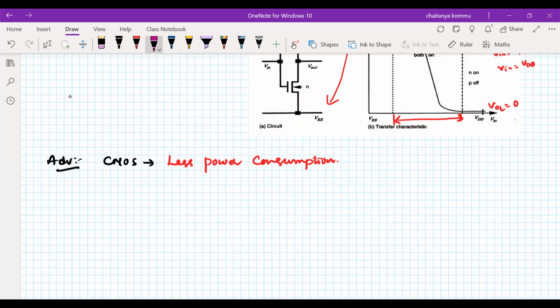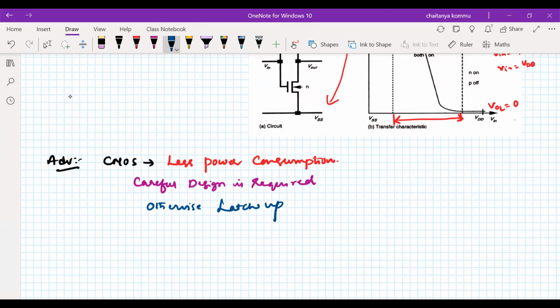But careful design is required. Why? Because otherwise there is a problem of latch-up. Otherwise, the latch-up problem arises. So what is this latch-up? That's what we have to talk about. Careful design is required. What do you mean by a latch-up?